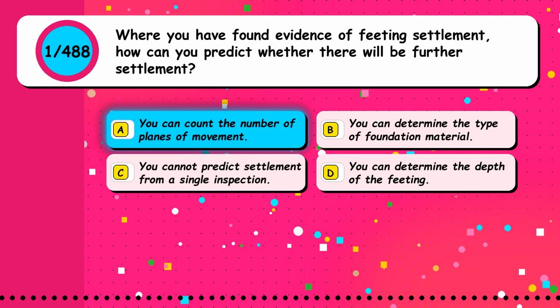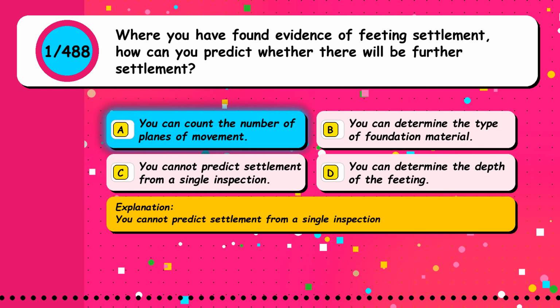The correct answer is option A. You can count the number of planes of movement. You cannot predict settlement from a single inspection.